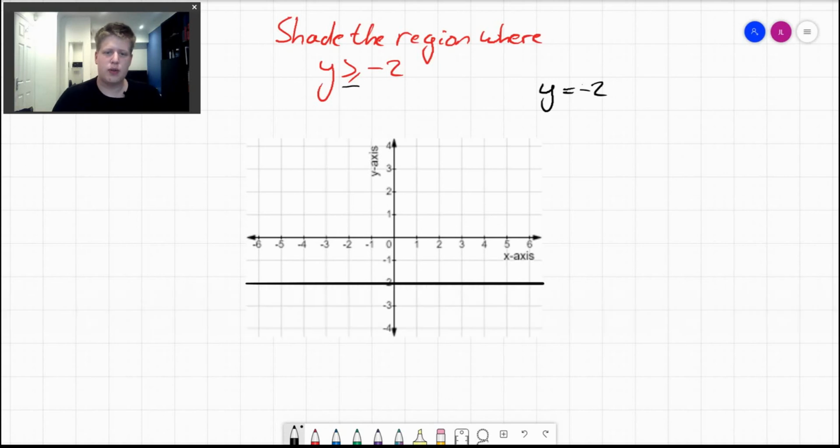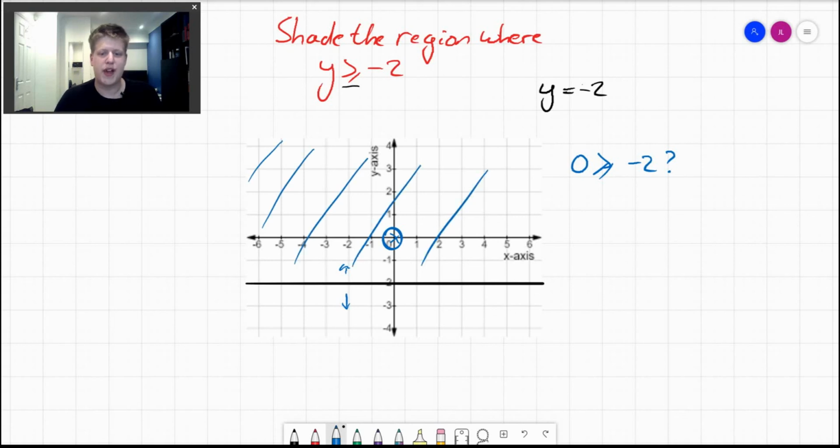Now that we've done that, we need to ask ourselves which region is the region we're looking for. So again, let's use the origin 0, 0 as our indicator to whether the region will be above this line or below this line. At the point 0, 0, we need to ask ourselves, when y is 0, is that greater than or equal to -2? Well, the answer is yes, 0 is greater than -2, which means that this point lies in our region. And so we know that the region we're looking for is everything above the line y equals -2.